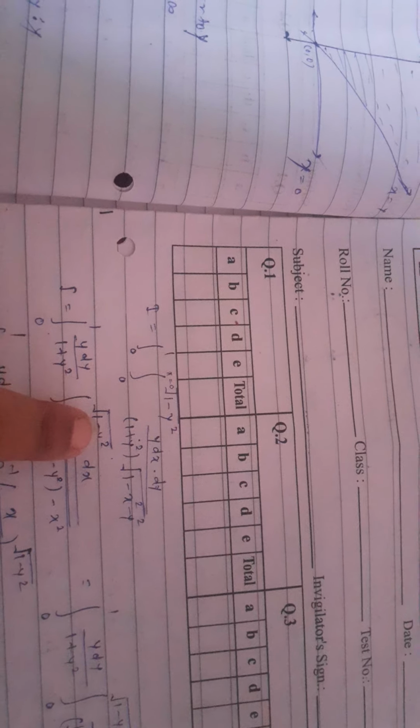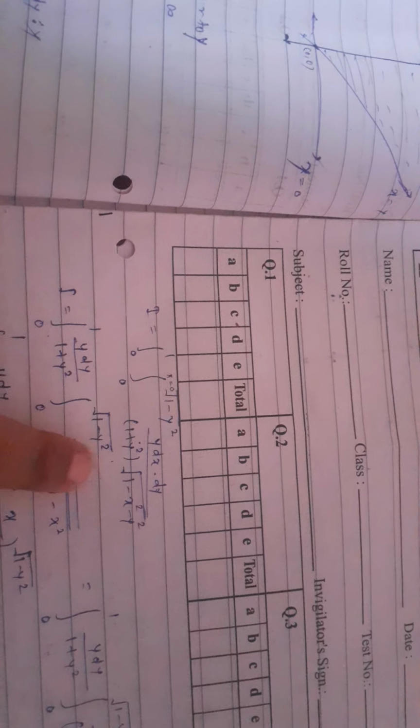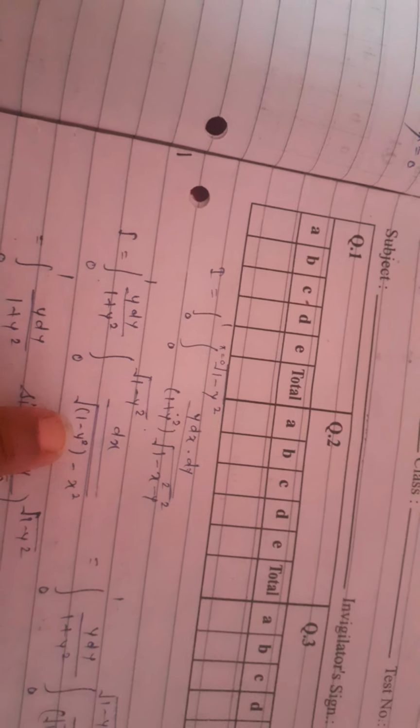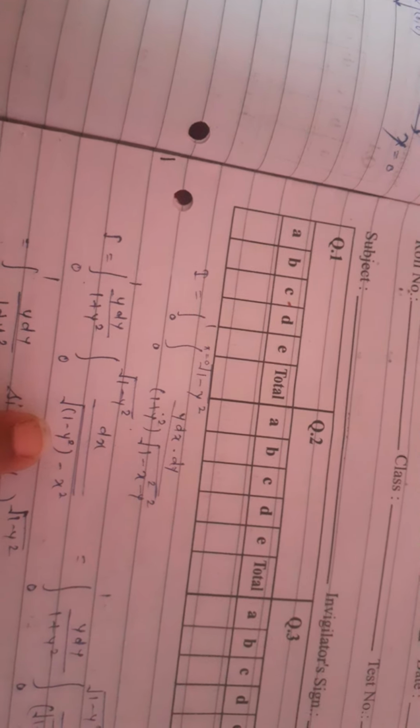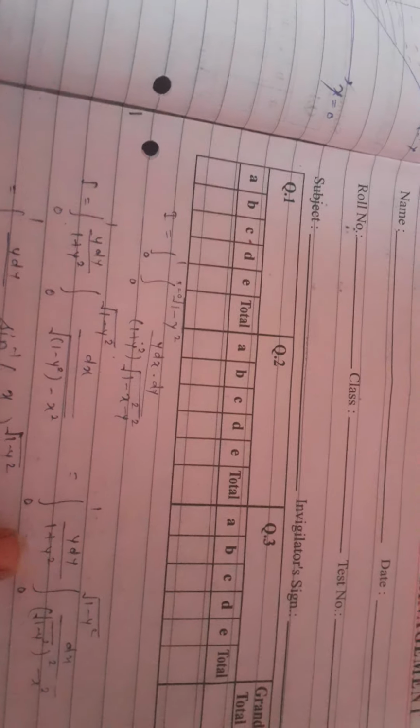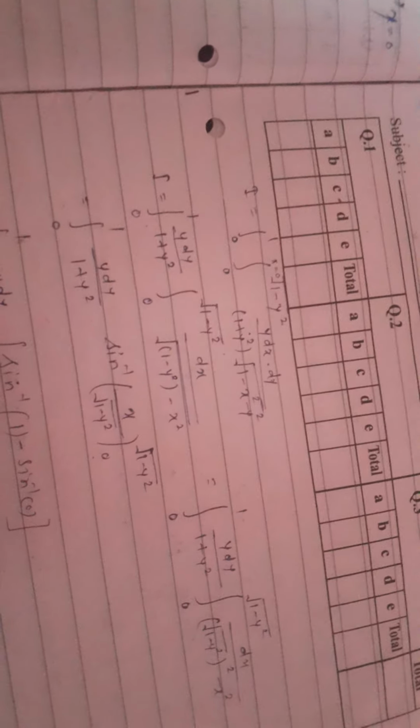Secondly, 0 to under root of 1 minus y square, dx upon under root of 1 minus y square minus x square. Here I can write 1 minus y square as one term, minus x square. As x is in terms of square, I can write this 1 minus y square as a square, so that it can be written as under root of the square of under root of 1 minus y square, minus x square, and the remaining part is as it is.